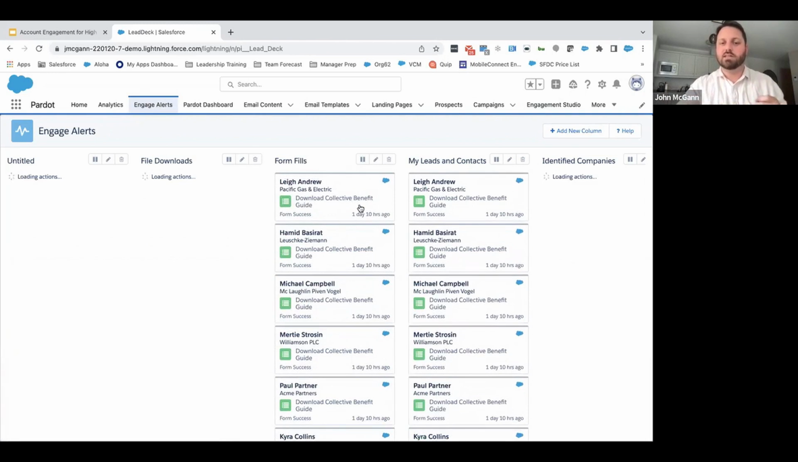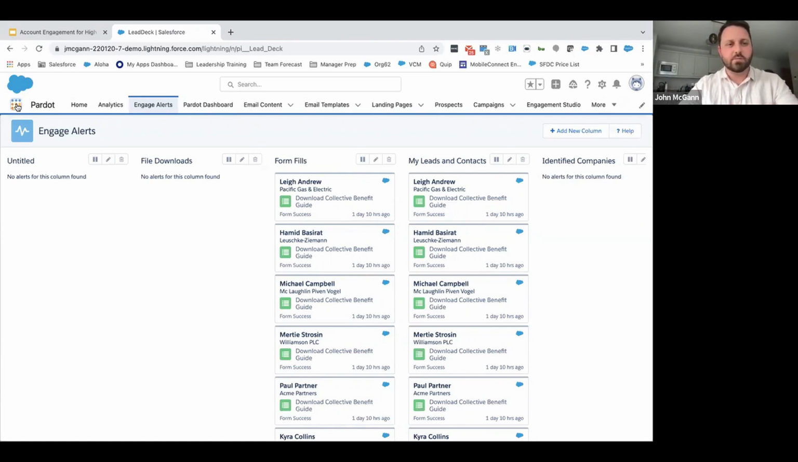Anytime this happens, I can get a notification to the Salesforce app on my phone. A notification might appear at the top of my screen here on the desktop, or I can get an email direct to my inbox as well to say, in this instance, Leigh Andrew from Pacific Gas and Electric has actually gone and filled out this form. So for me, straight away, alert, I can now pick up the phone to Leigh.